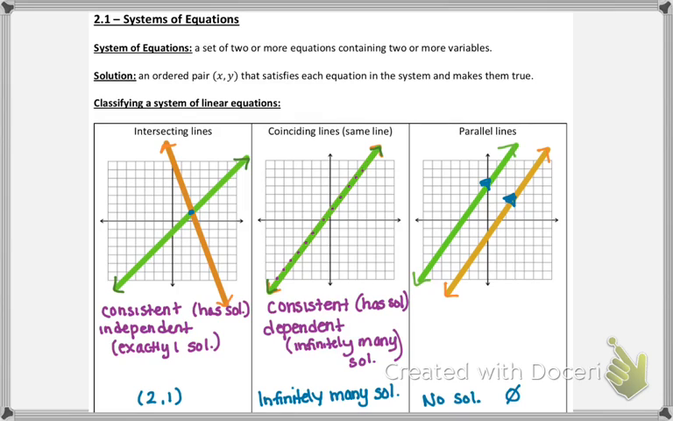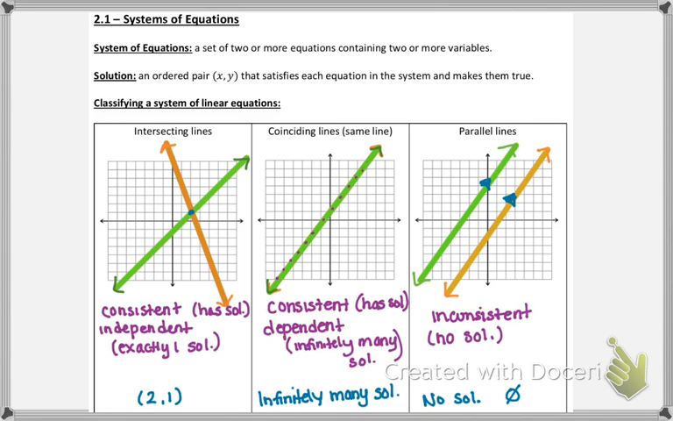And so when we classify, it's no longer consistent because it doesn't have a solution. We say that it is inconsistent. And all that means is that it has no solution. Okay, and then if it doesn't have a solution, then we can't talk about whether it has one or many solutions, so then we don't worry about the independent or dependent.